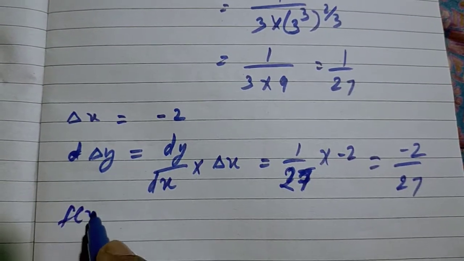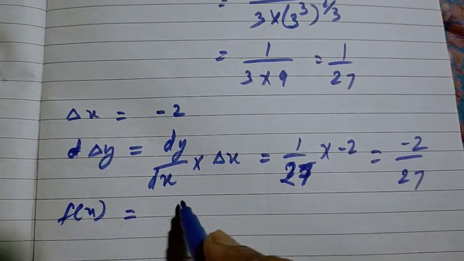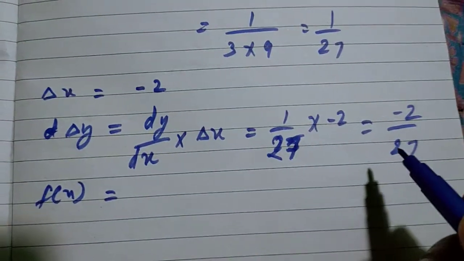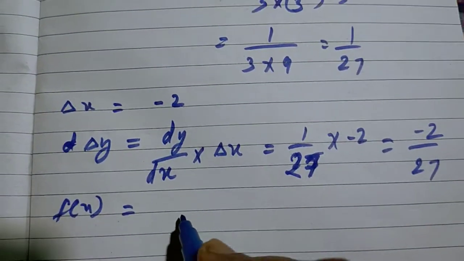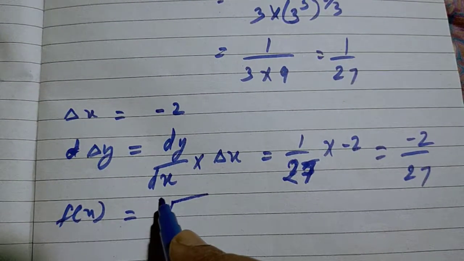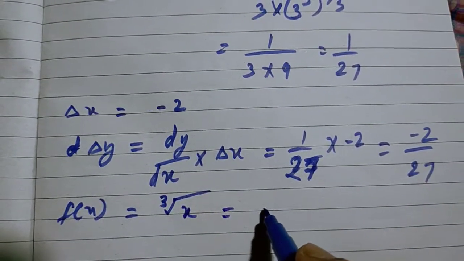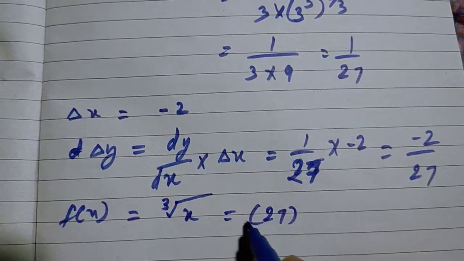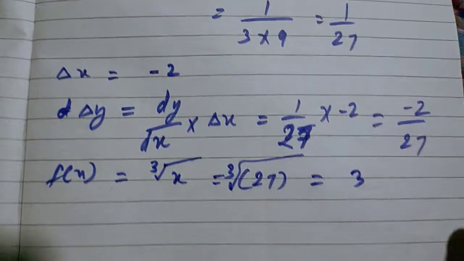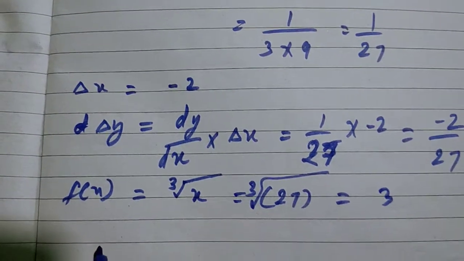And f of x we have to find. So f of x is what? f of x is cube root of x, and x value is 27. So cube root of 27, we know it is 3 only. It is 3. So just we have to substitute in the formula.